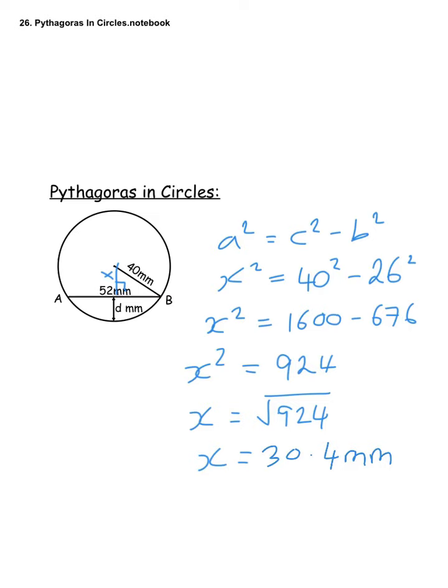Again, we're looking for the depth of our fluid, not the x that we originally planned out in our right-angled triangle. So what we need to do is take the radius. So d is equal to the radius, 40, minus the answer that we just got. So our depth is actually going to be 9.6 millimeters is our final answer.